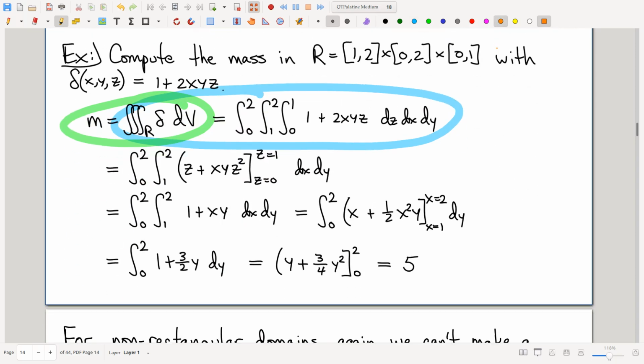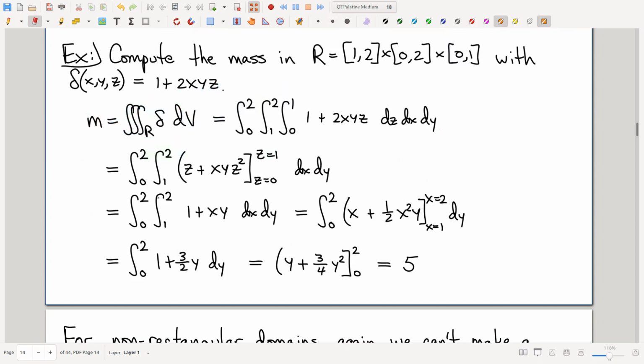And that process is just like with double integrals. It's starting with the inside, working your way to the outside. And so let's see here. We'll start with this inside integral. Keep in mind that inside integral has z as the variable. That means that x and y, being further to the outside, are constants.